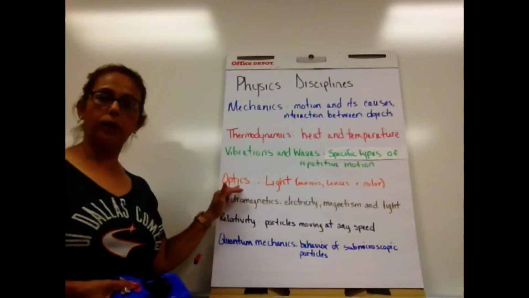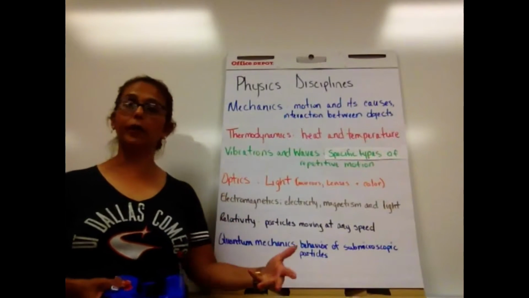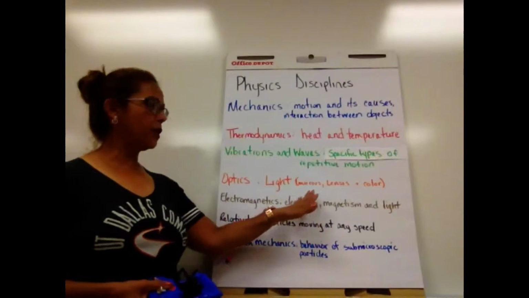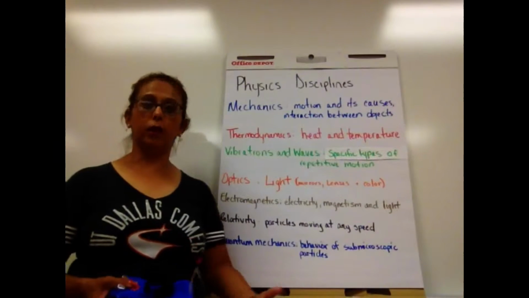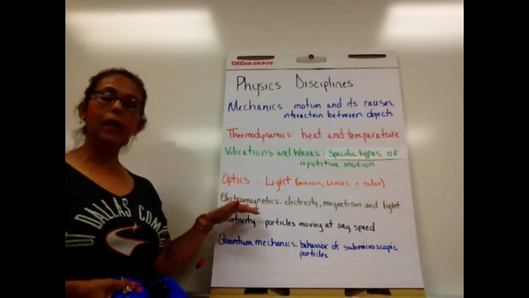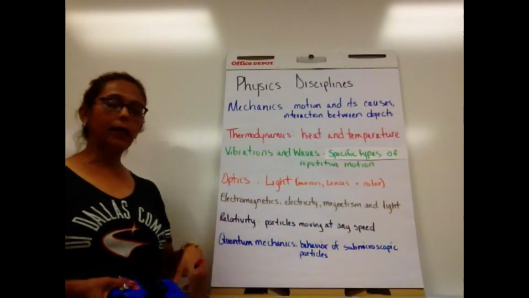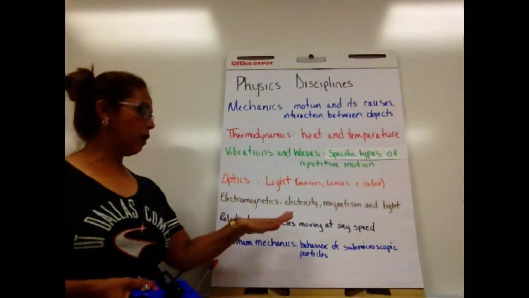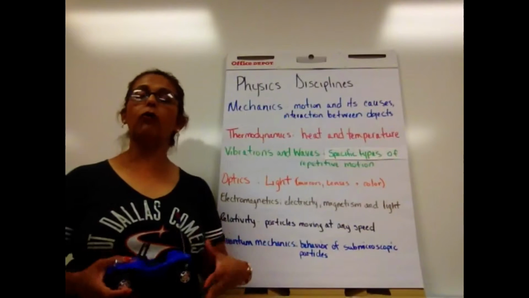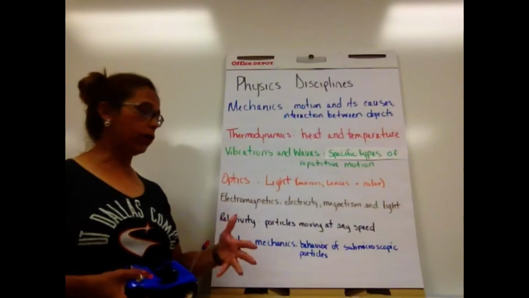Then we have optics, which is the study of light. It's more the behavior of light, dealing with things like mirrors, lenses, and even color. Then we can look at another discipline, electromagnetics. Electromagnetics is really the study of electricity, magnetism, and light, and how all those interact together.